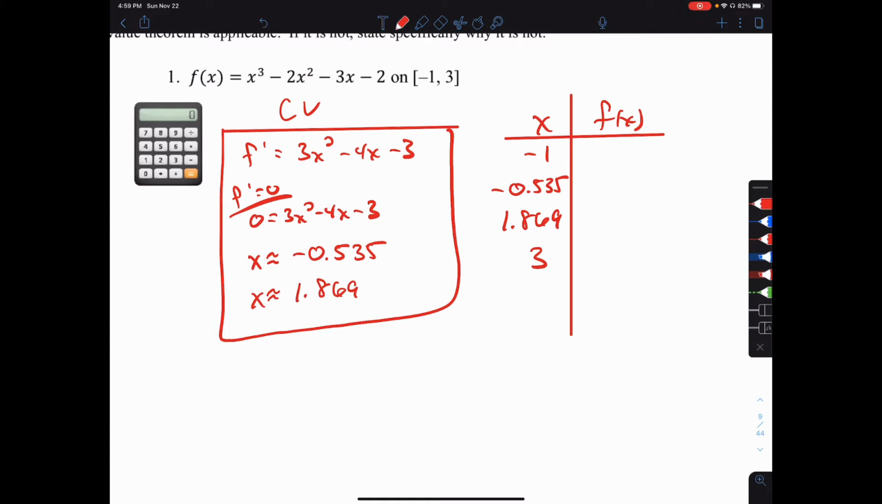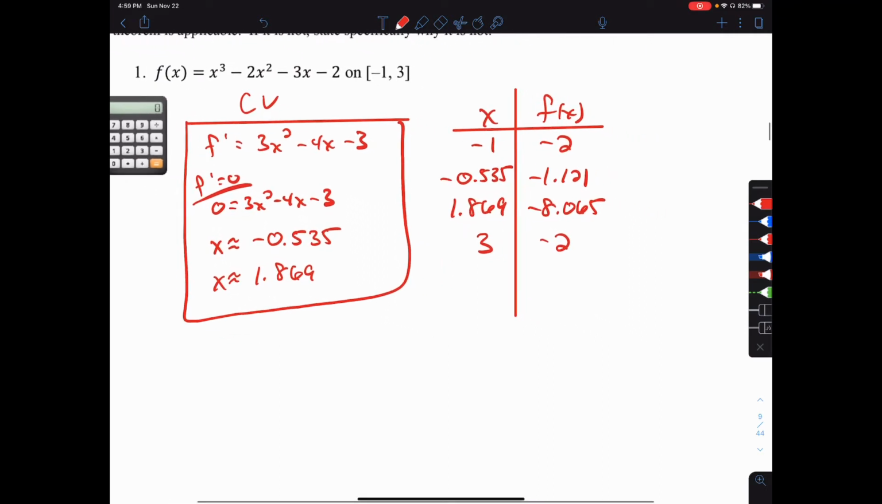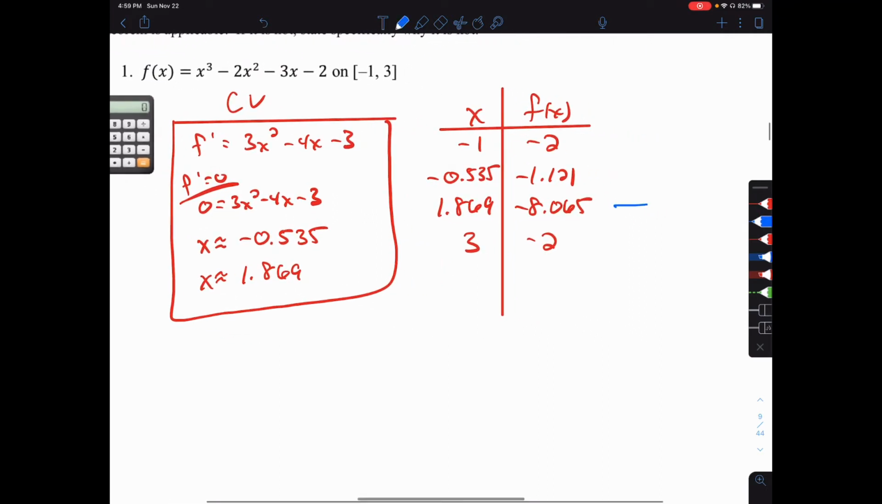So if I put negative 1 into function f, I'm going to get negative 2. If I put this first decimal in, I'm going to get negative 1.121. If I put 1.869 in, I get negative 8.065. If I put 3 in, I get negative 2. Clearly, this is going to be my minimum, and my maximum is going to be this fellow right here.